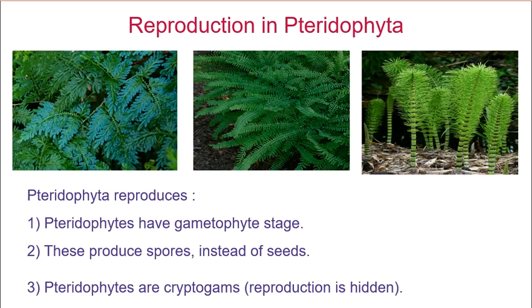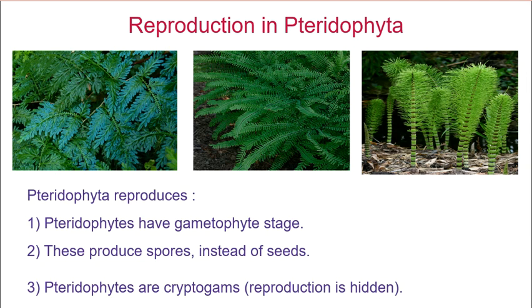Now moving forward comes the Pteridophyta category. Pteridophytes have a very interesting fact: they come under the category of cryptogams. Now cryptogams means reproduction is hidden. You can see how they are. Pteridophytes have a gametophyte stage, means gametophytes are developed. These plants do not produce seeds but they produce spores. This is how, with the help of the spores, a new generation comes or new plants are developed.